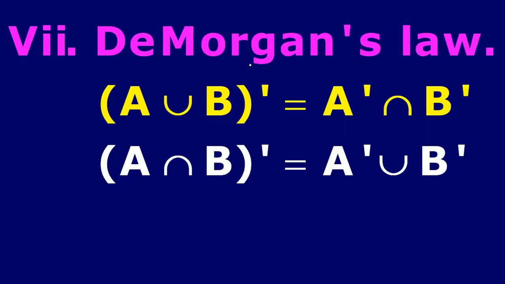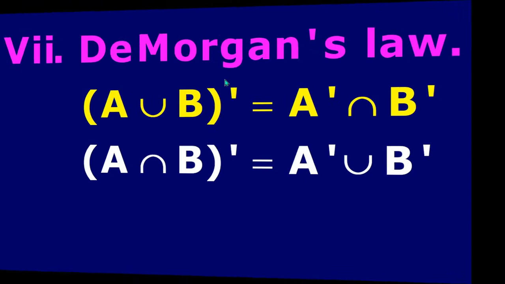Next is De Morgan's law. (A union B) whole dash equals A dash intersection B dash. This is important. (A union B) whole dash equals A dash intersection B dash, and (A intersection B) whole dash is A dash union B dash. These two laws are called De Morgan's laws.